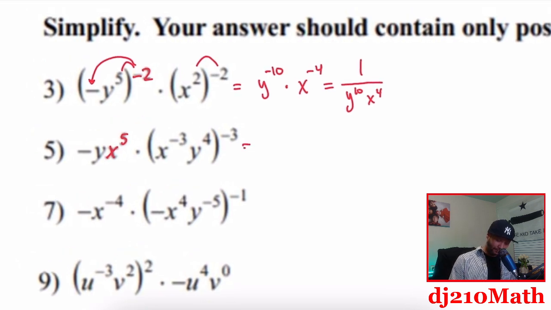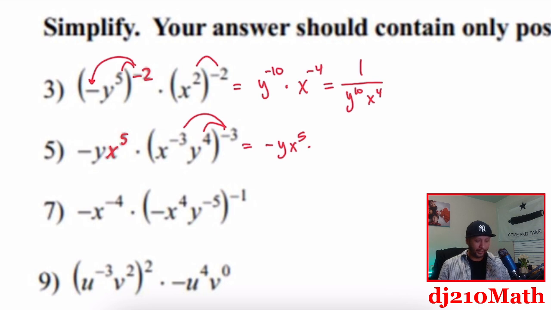All right, number 5. So negative y x to the 5th times, this -3 is going to apply to everything in the parentheses. So x, -3 times -3, +9, y, -12.